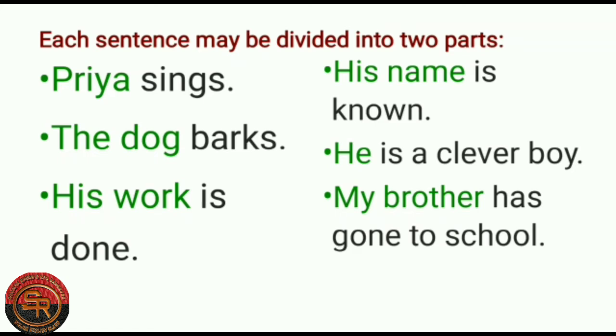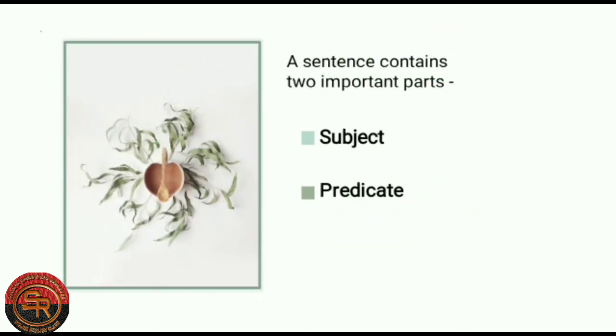Next one, my brother has gone to school. Who has gone to school? My brother has gone to school. In a similar way, we can understand that these are the subjects. Now, what are the predicates in these sentences? Predicates are the rest of the parts used in the sentence.